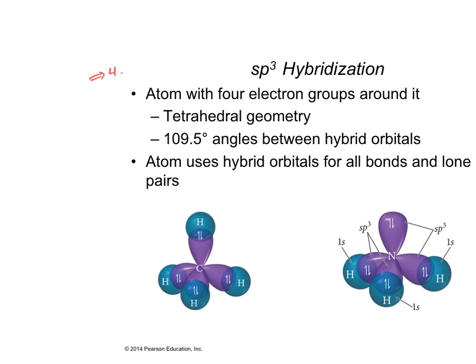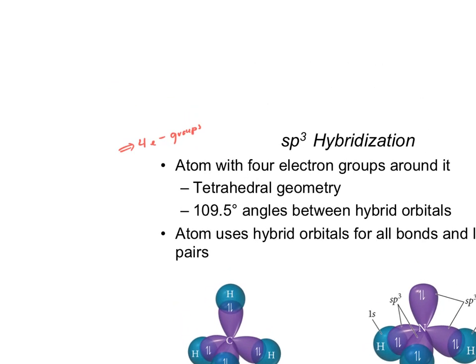had four electron groups around it, right? Again, I should have maybe stayed on the previous slide to illustrate my methane. Let's get back to black. So for methane, we had four electron groups.